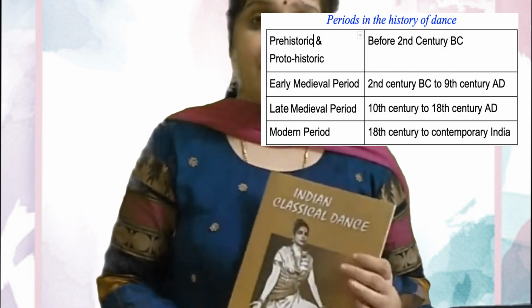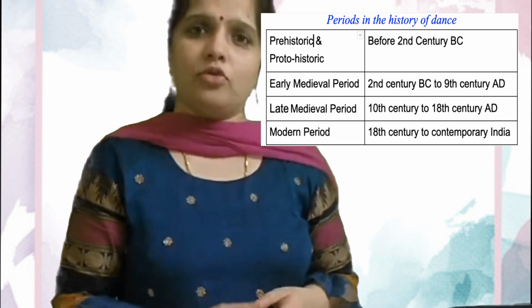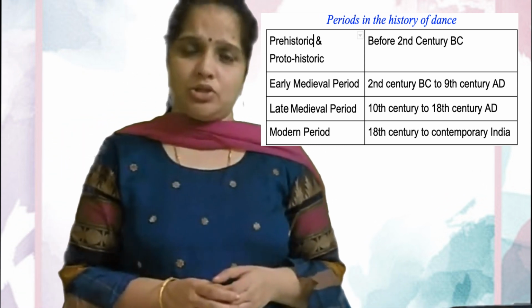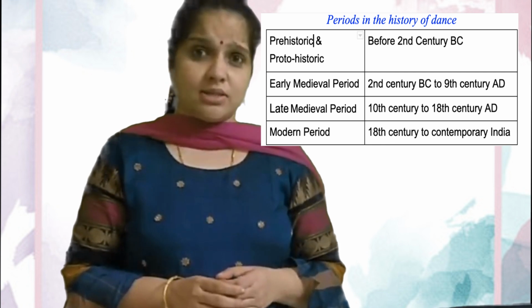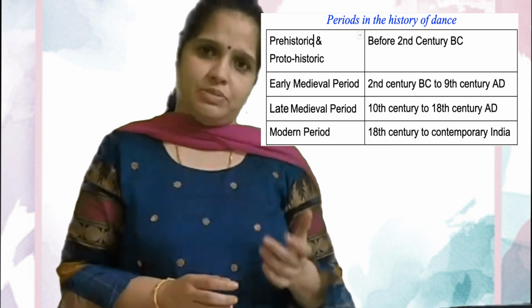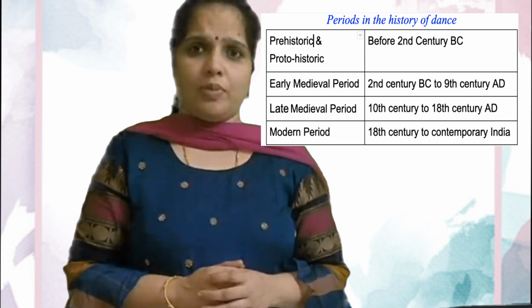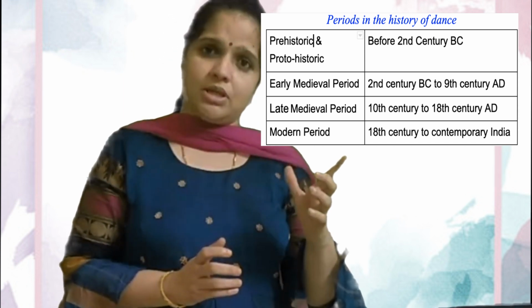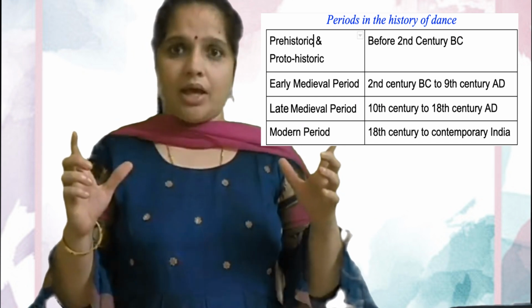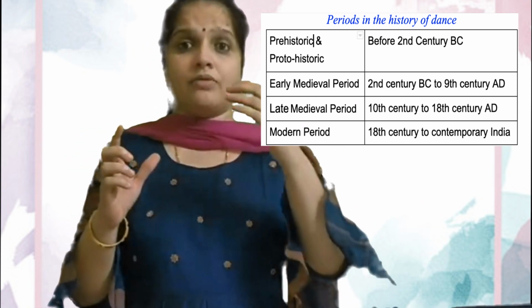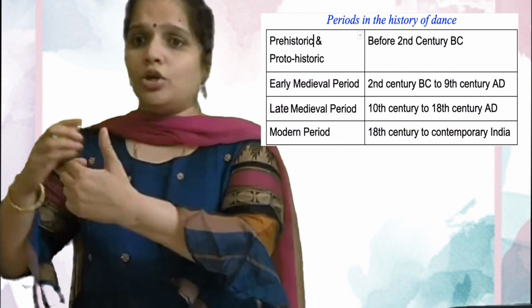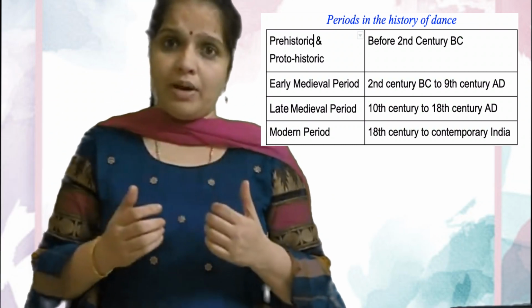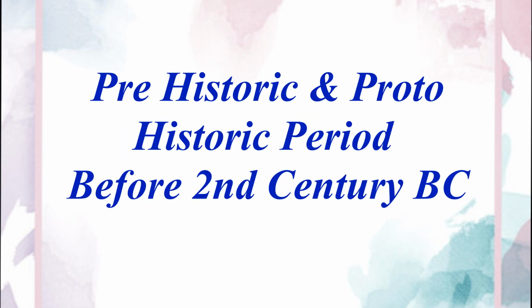Kapila Vatsyayan divides the history of dance into 3 or 4 periods. The first is prehistoric and proto-historic. This is the time before 2nd century BC. Then followed by early medieval period, which is from 2nd century BC to 9th century AD. And then the late medieval period, which is from 10th century AD to 18th century. Followed by finally the modern period, which is 18th century AD to the contemporary India.